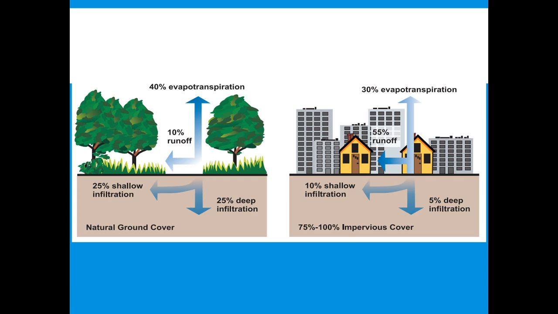Now, in an area that has 75% to 100% impervious surface, like a city block, only 30% is lost in evapotranspiration because there's less area for it to be evaporated and less transpiration. 55% is gone through runoff because 10% can be infiltrated shallow, only 5% can go deep because the soil is not as porous and permeable.